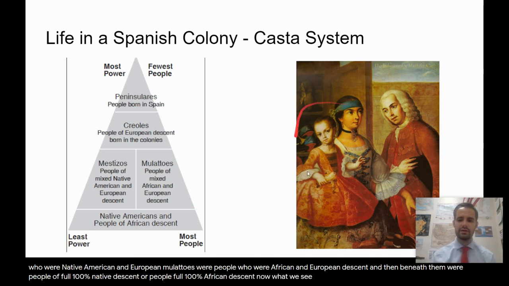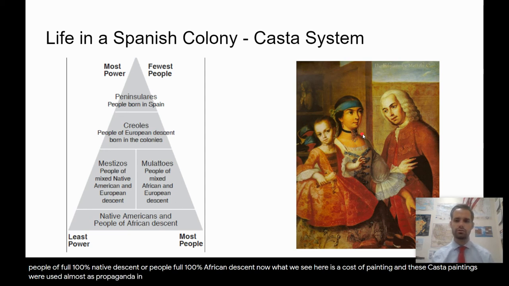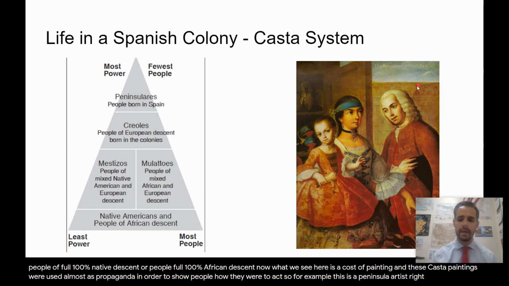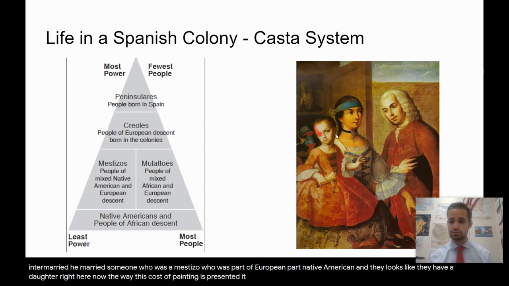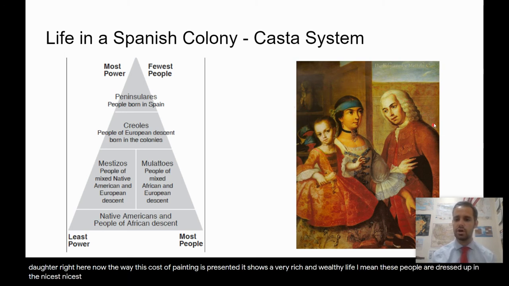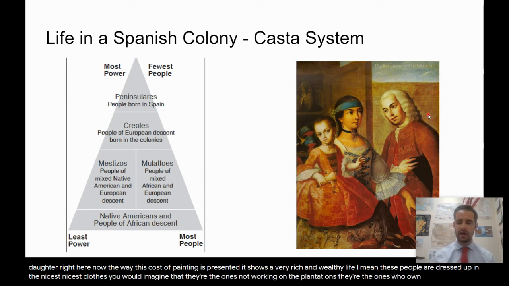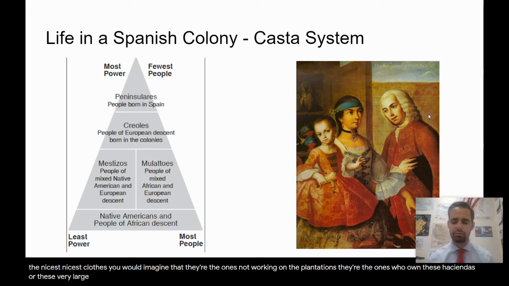Now, what we see here is a casta painting, and these casta paintings were used almost as propaganda in order to show people how they were to act. So, for example, this is a peninsulares right here, and he intermarried. He married someone who was a mestizo, who was part European, part Native American, and it looks like they have a daughter right here. Now, the way this casta painting is presented, it shows a very rich and wealthy life. I mean, these people are dressed up in the nicest clothes. You would imagine that they're the ones not working on the plantations. They're the ones who own these haciendas or these very large landed estates.